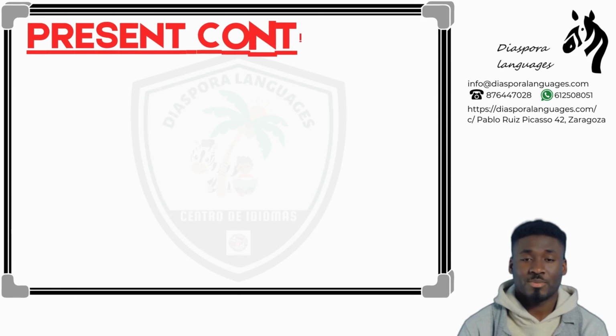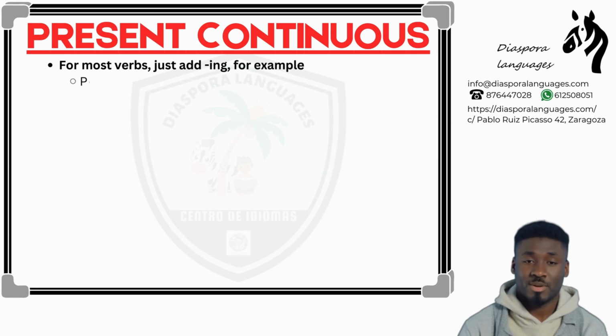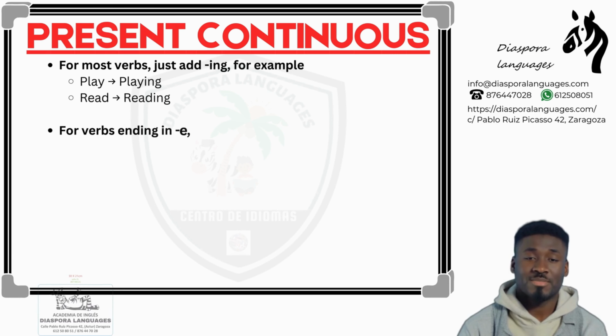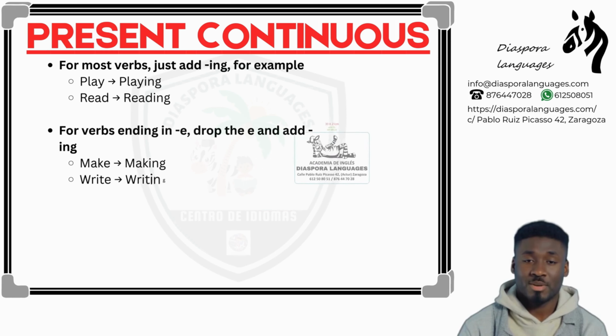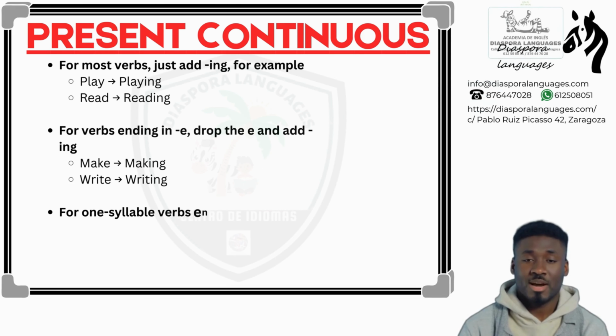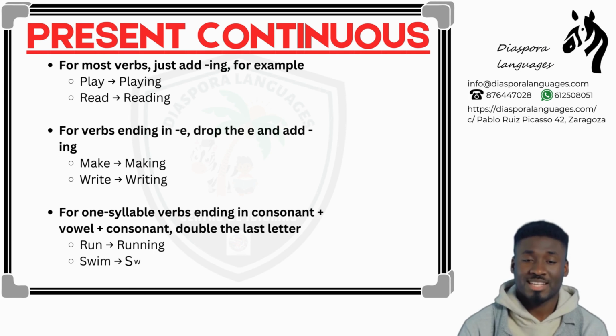Let's talk about spelling rules when adding ing to verbs. For most verbs, just add ing. For example, play changes to playing. Read changes to reading. For verbs ending in e, drop the e and add ing. For example, make changes to making. Write changes to writing. For one-syllable verbs ending in consonant plus vowel plus consonant, double the last letter. For example, run changes to running. Swim changes to swimming. Got it? Great!